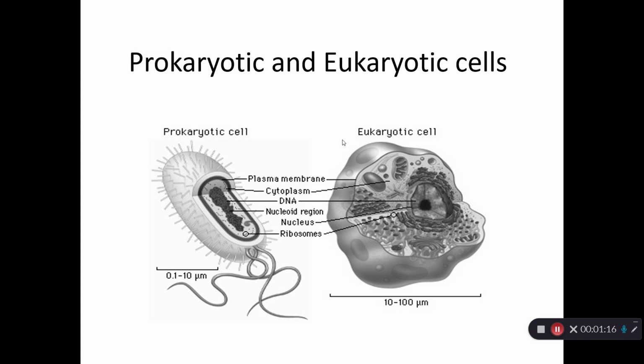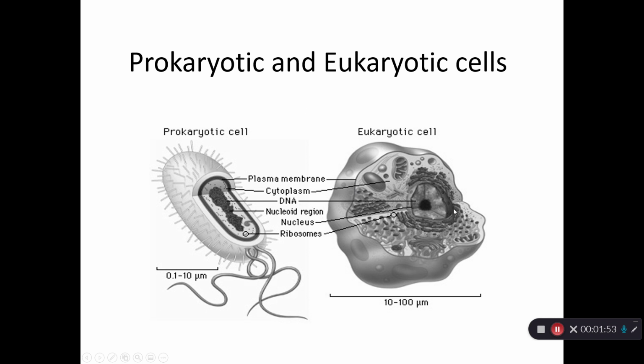So this is a diagram of prokaryotic versus eukaryotic cells. As you can see, prokaryotic are on the left, eukaryotic are on the right. I would explain to them that prokaryotic cells are smaller, obviously, and eukaryotic are larger cells. You can also see that they do both contain DNA, but there are some organelles in here that the prokaryotic cells do not contain that the eukaryotic cells do.